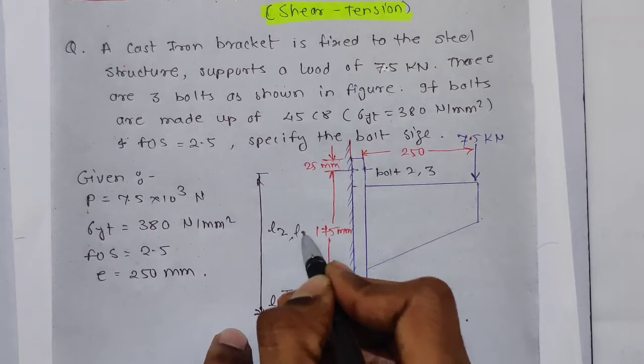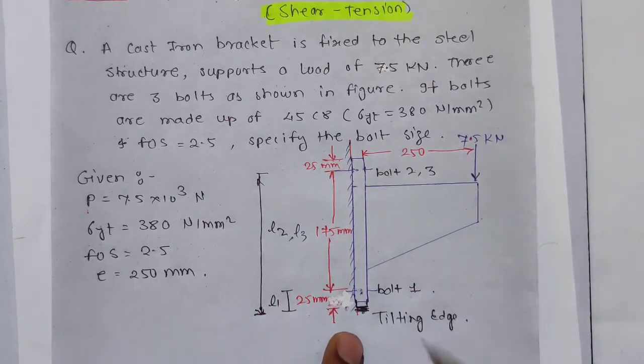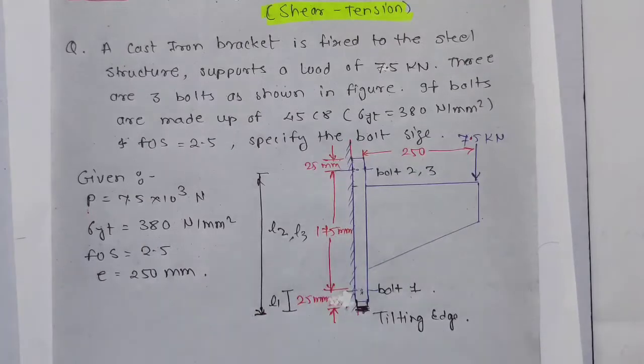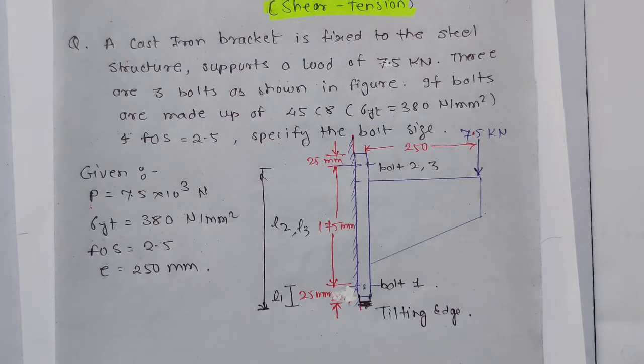Similarly, L3 is the distance of bolt 3 from the tilting edge. Now, why are L1, L2, L3 required? If you remember the secondary shear stress formula, there we were taking R1, R2, R3. We are going to use the same formula, but there we will take L1, L2, L3. We'll see the problem, you will come to know.